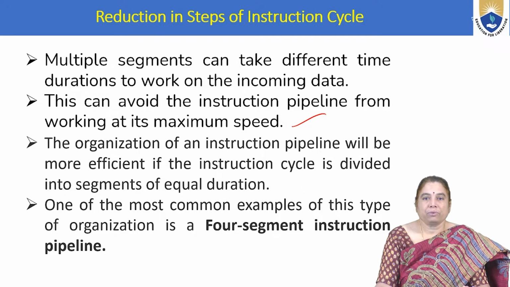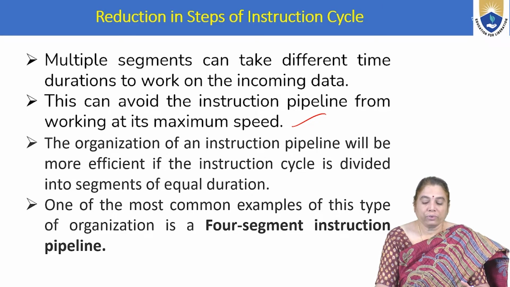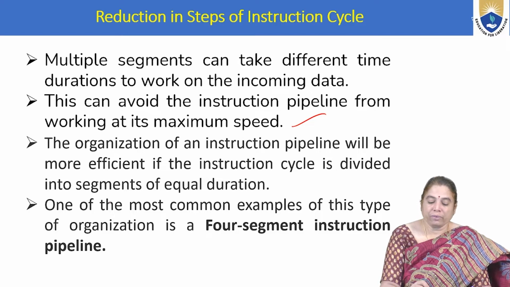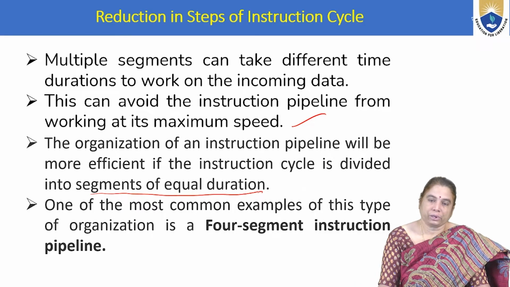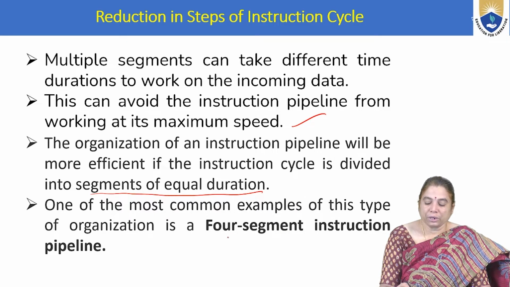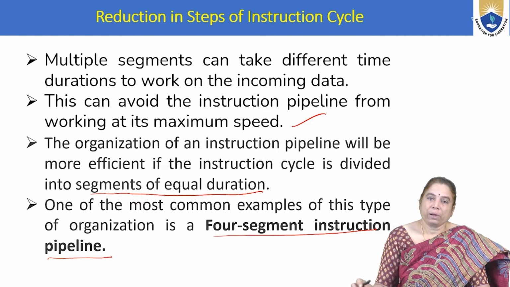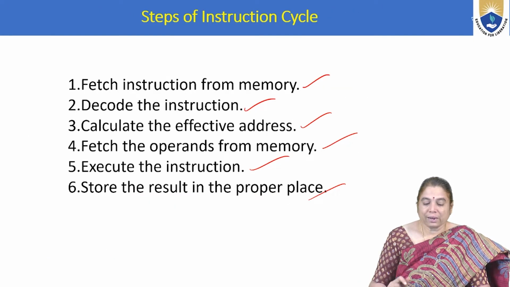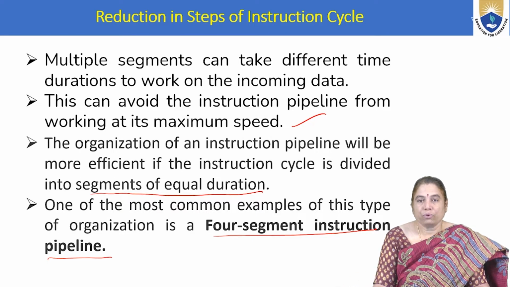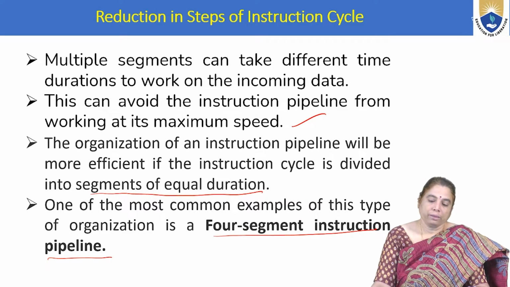The organization of an instruction pipeline will be more efficient if the instruction cycle is divided into segments of equal duration. One of the most common examples of this type of organization is the 4-segment instruction pipeline. So previously it had 6 steps. If you reduce this instruction cycle into 4 steps, which can be carried out in the 4-segment pipeline, it is an optimized way of executing the instructions.